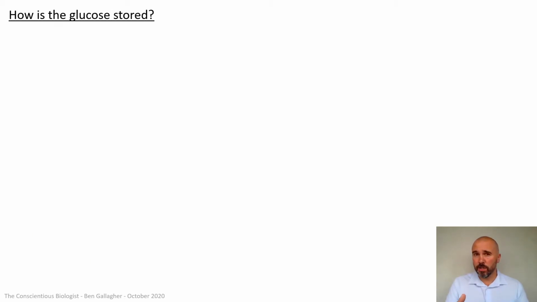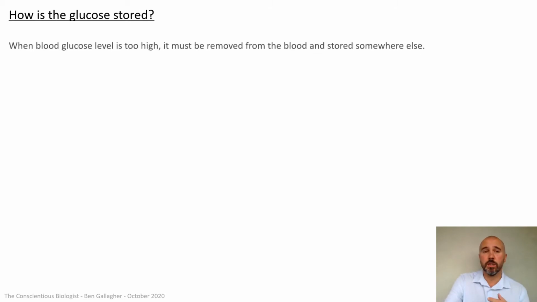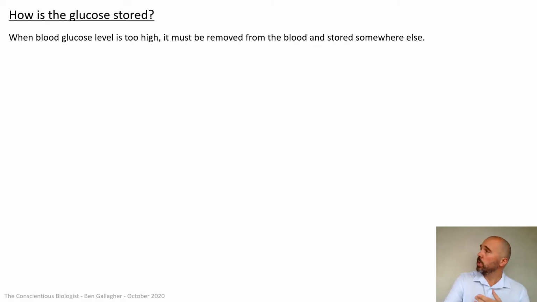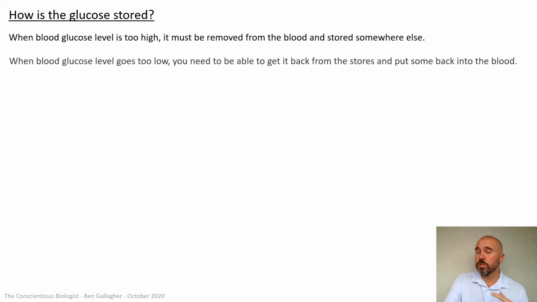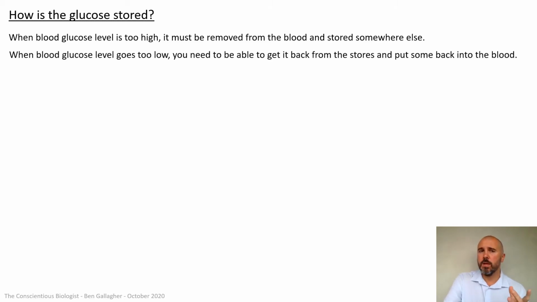Now, if we don't want all that glucose in the blood, but we've got loads of glucose because we've eaten food, we've digested the carbohydrates, and we've absorbed the glucose through our small intestine, all that glucose is now in the blood. If we don't want it in the blood, then we need to store it safely somewhere. So let's now look at this question: how is the glucose stored? Well, when blood glucose level is too high, it must be removed from the blood and stored somewhere else. But when the blood glucose level goes too low, you need to be able to get it back from those stores and put some back into the blood.